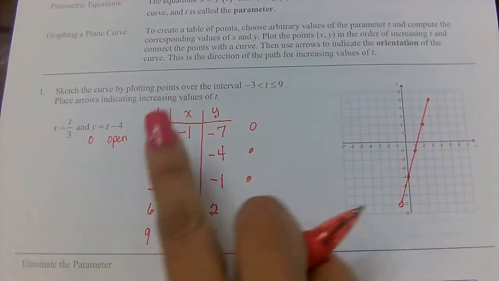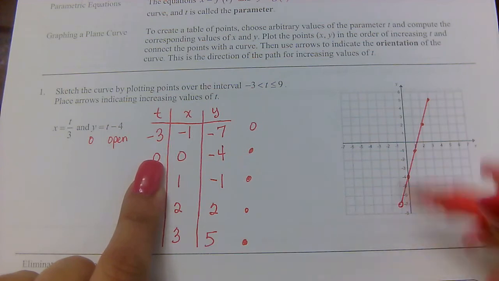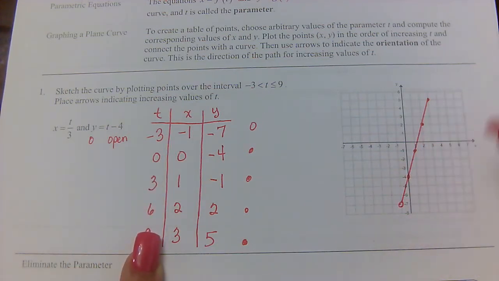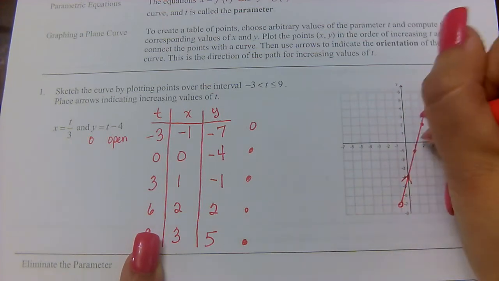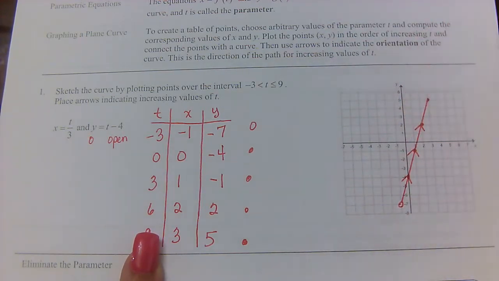As far as graphing our direction, notice that when t is 0, we're located here, and then as t increases, we're going in this direction. So I'm going to say that my direction is like that.